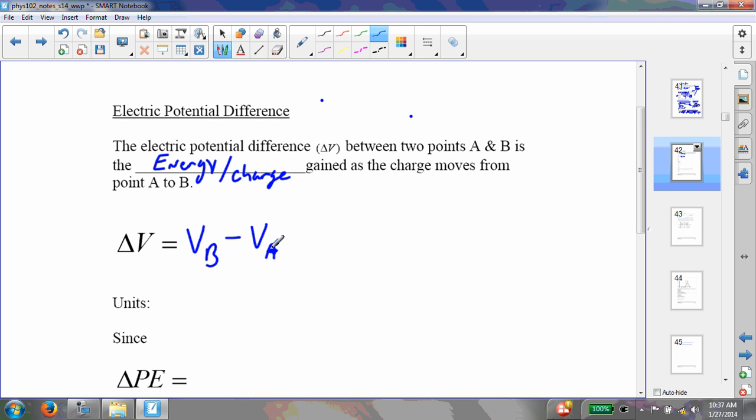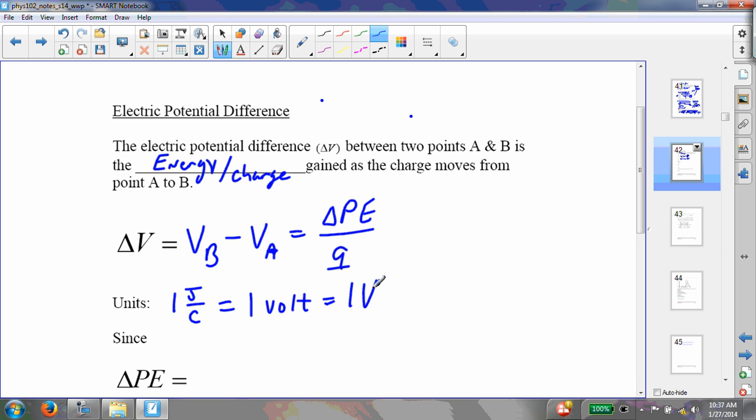So this is equal to the change in potential energy for the charge over Q. Now the units for this are joules per coulomb, because we have energy over charge, but we make this to be a volt. So this is equal to 1 volt. That's after the physicist Volta, and so when I abbreviate it, it's a capital V.